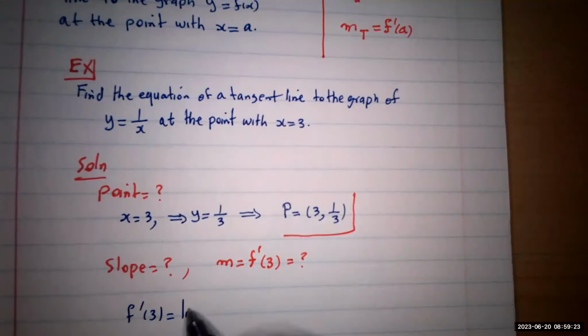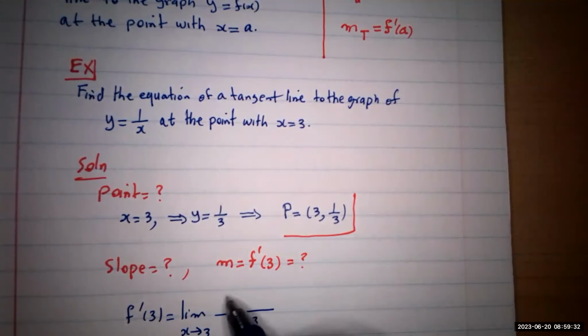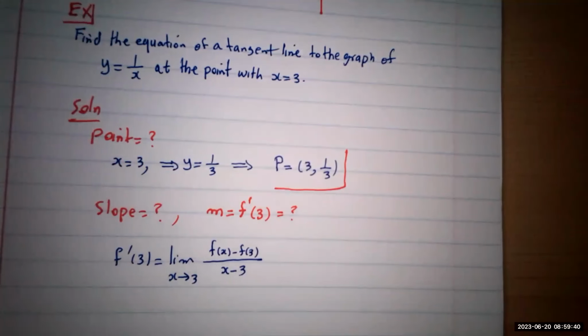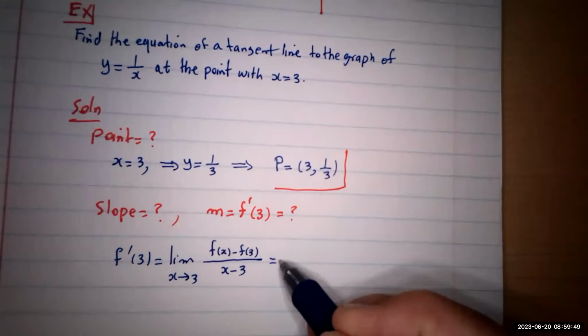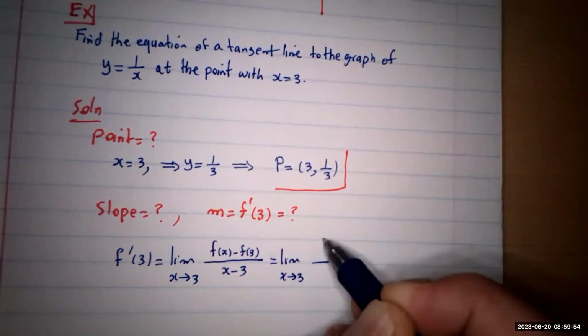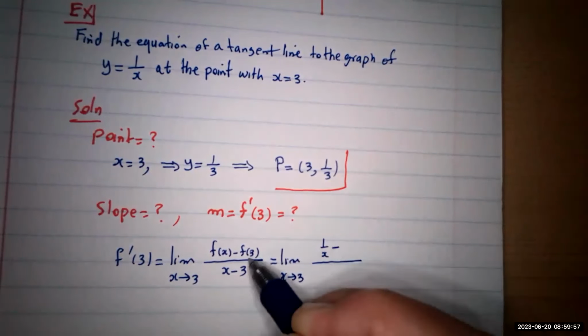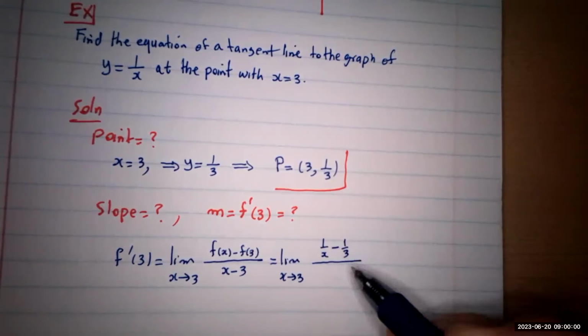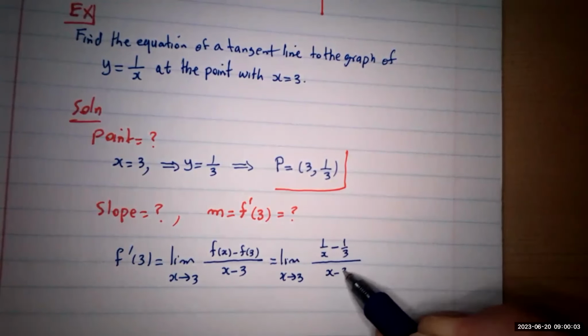It is going to be the limit as x goes to 3. Same thing, rise over run if you like. That's x minus 3, write it on the bottom. On the top, you have to find f of x minus f of 3, like y2 minus y1 over x2 minus x1. Bring f of x, which is 1 over x. So it's the limit as x goes to 3. On the top, we get 1 over x minus f of 3, substitute, 1/3, divided by x minus 3.